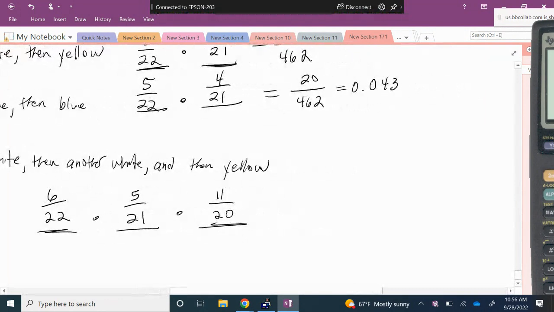So if we multiply 6 times 5 times 11, that's 330 divided by 9,240, which is 0.36. So there is a difference when the events are dependent and when the events are independent.